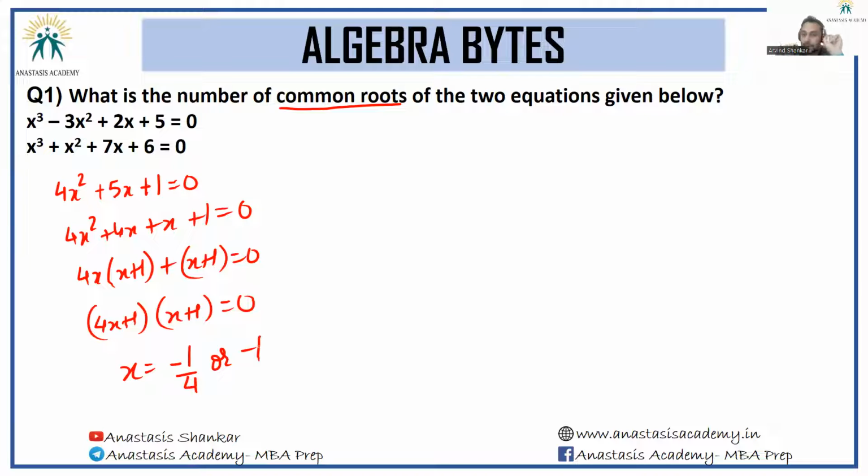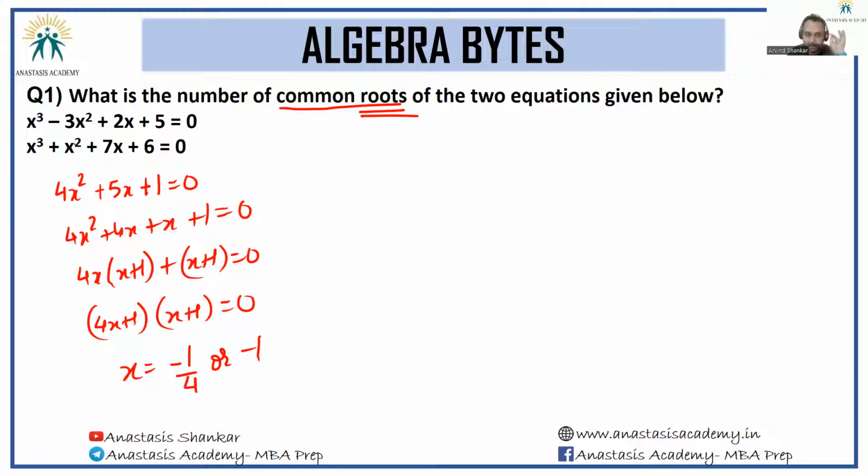But these are the values of x for which these two functions return the same value. So for us to know whether they are common roots or not, we have to plug in these values into either of these equations and then check if we are getting 0 as the final value.